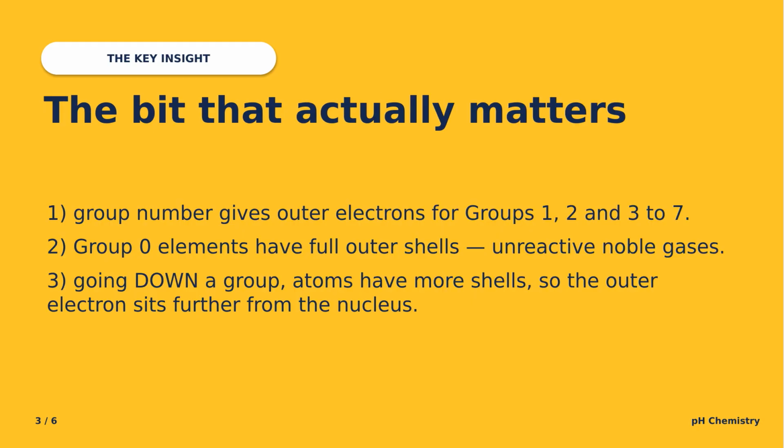Three things. 1. Group number gives outer electrons for groups 1, 2 and 3 to 7. 2. Group 0 elements have full outer shells. These are the unreactive noble gases. 3. Going down a group, atoms have more shells, so the outer electron sits further from the nucleus.